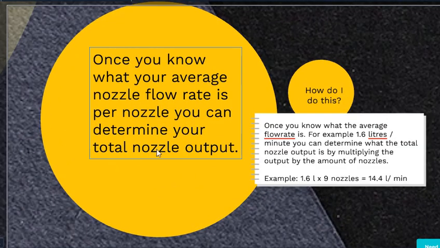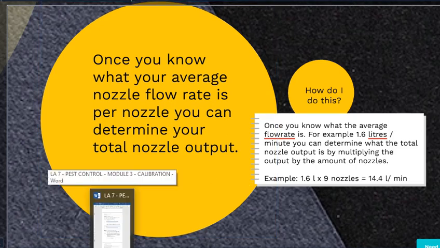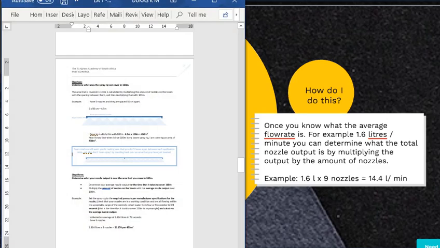what our total nozzle output is if we consider our boom spray rig, how many nozzles we've got and what our average flow rate is, and how we can use this information to determine what our output is. In your modules on page 11 you've got this example here.